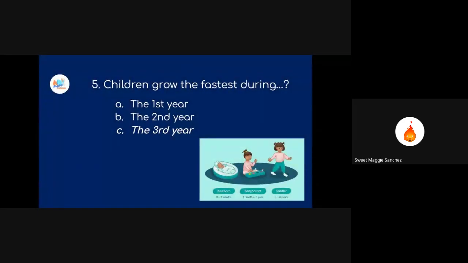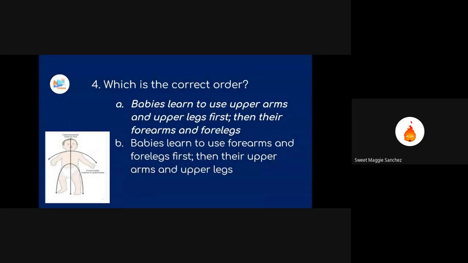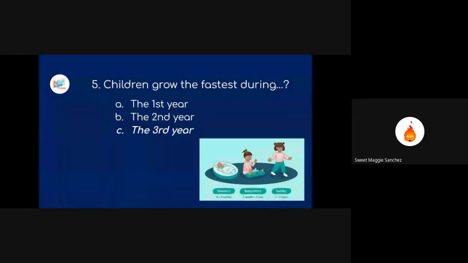Question 5. Children grow the fastest during their third year. Question 4, the answer is letter A. Okay. You're welcome. Okay. So for question 5, the correct answer is C, third year. That makes sense because at this age, the child is fully developed. Right? They can walk, they can talk. So they grow the fastest at this age because there's more time for self-exploration.